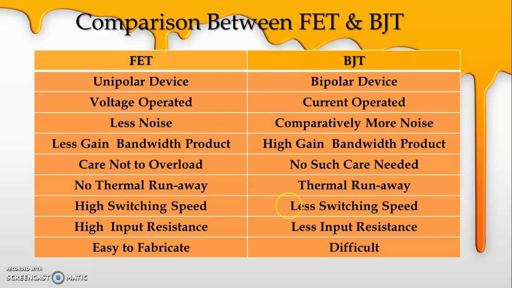In field effect transistor, switching speed is very high, while in BJT compared to FET it is less. Input resistance in case of field effect transistor is very high, and that is why it does not load the source, while in case of BJT, input resistance is less. Field effect transistor is easy to fabricate. In case of bipolar junction transistor, it is difficult to fabricate, and it requires more space while integration.